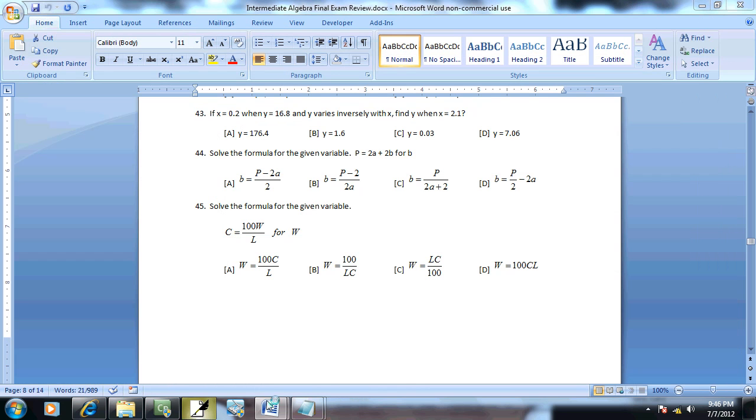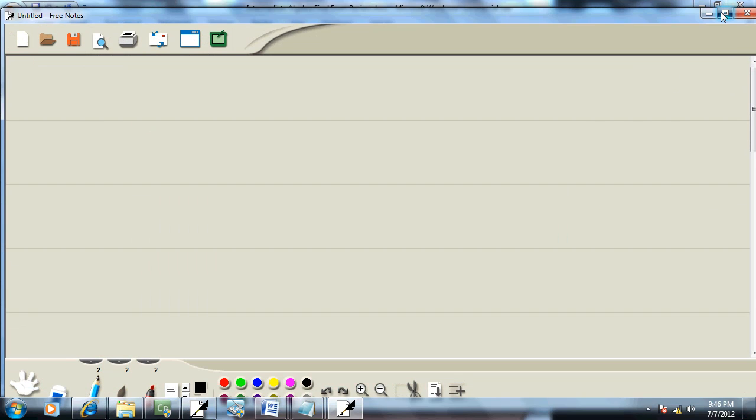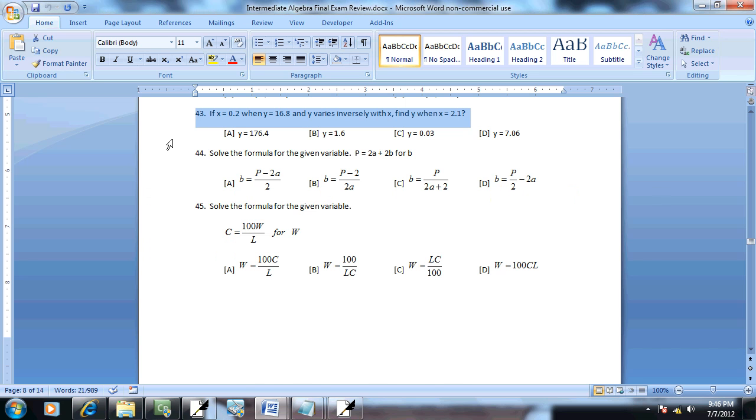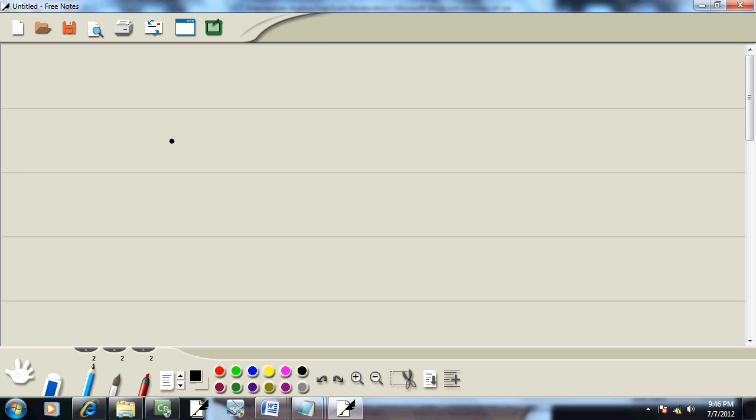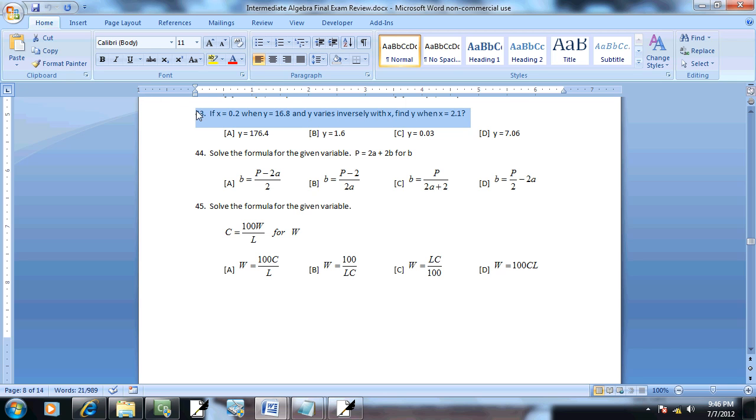And tablet blew up, so let me bring up another copy. There we go. This is 43. Now I'm going to be referring to those 4 steps. First step is determine the type.